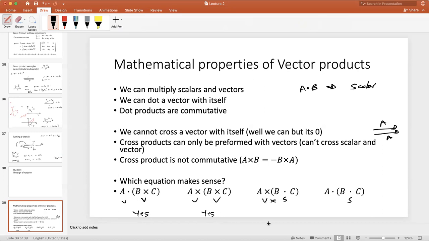Here, I'm trying to cross a vector and a scalar. I cannot do that. This, in the parentheses, I would do first, and I would get a scalar out of that dot product. Here, I would get a vector dotted with a scalar. So yes, I can. I can always dot a vector and a scalar. So one of these you can't do.